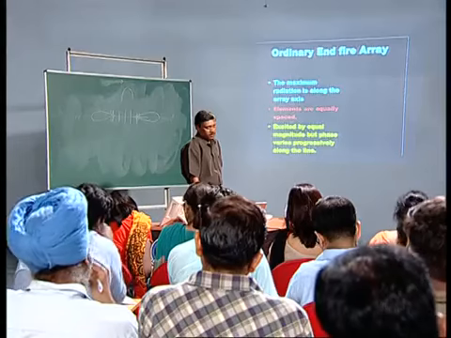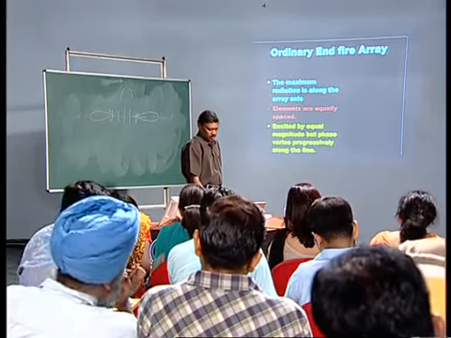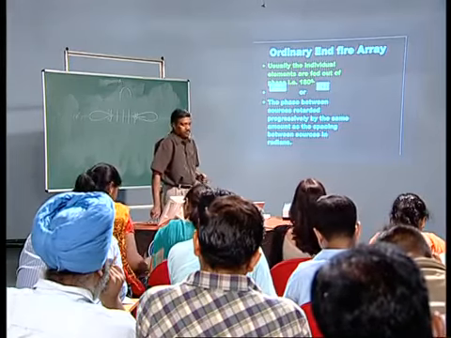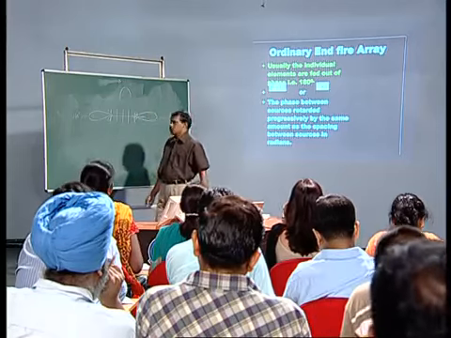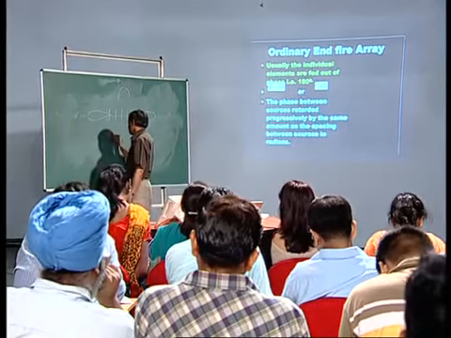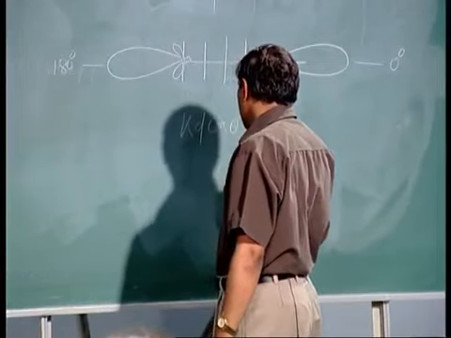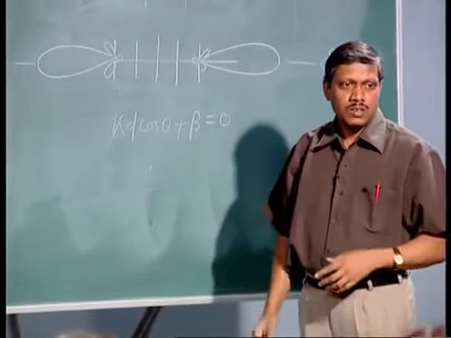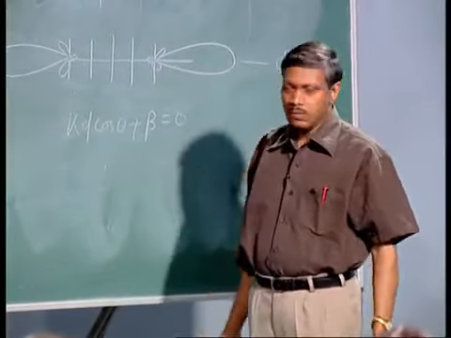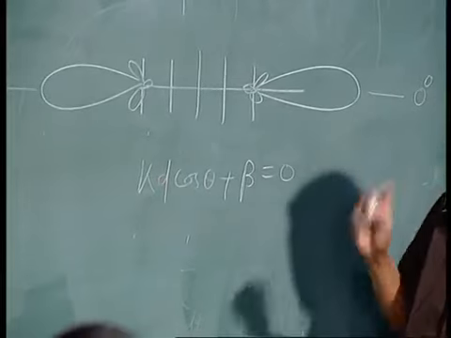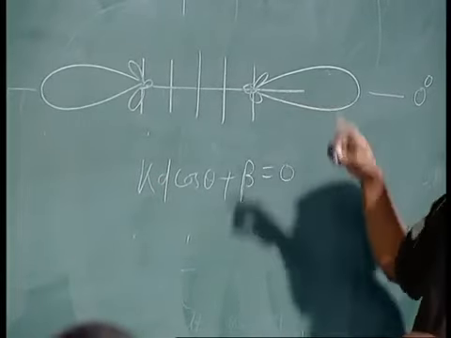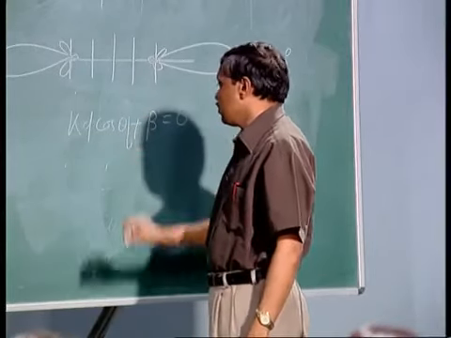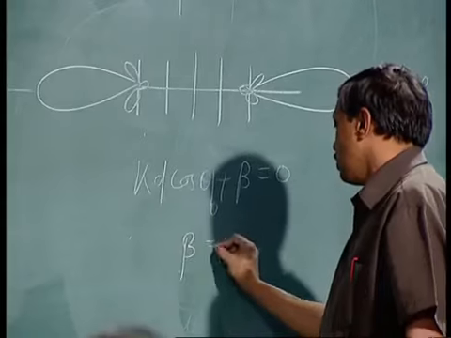Here the phase changes progressively. If you put this condition here, kd cos theta plus beta is equal to 0, because that is the maximum, psi should be equal to 0. This implies that kd cos theta plus beta is equal to 0. Now, I want to look for a 0 degree maximum. So, my theta will be 0. If I substitute theta is equal to 0, then beta is equal to minus kd.